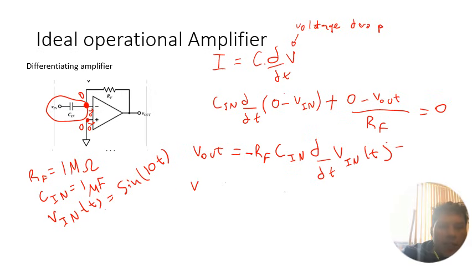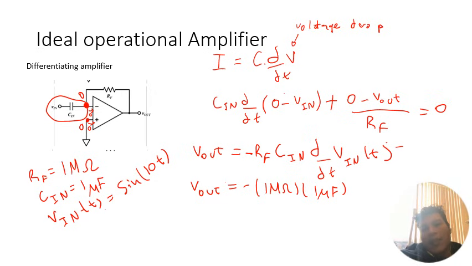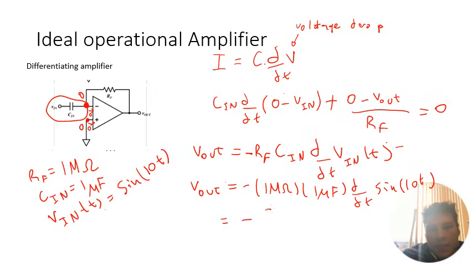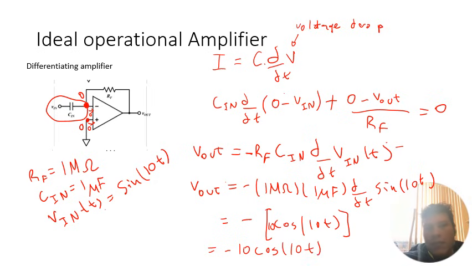So what that would mean is that V out is equal to negative 1 mega ohm times 1 microfarad. And the mega is 10 to the 6, micro is 10 to the negative 6, so that's just negative 1, d/dt of sine 10t. And then that derivative is just cosine 10t times 10. So I get that this is just equal to negative 10 cosine 10t. So I hope this makes sense.